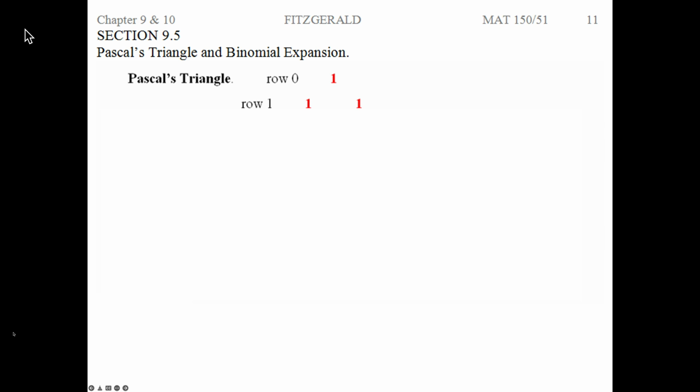Welcome to section 9.5. You're probably wondering why 9.5 is coming after 10.2. Well, when I was in chapter 9 and breaking this all down, they were doing combinations in chapter 9, and they define combinations in section 10.2, which I thought was very strange. So I put this in the right order.